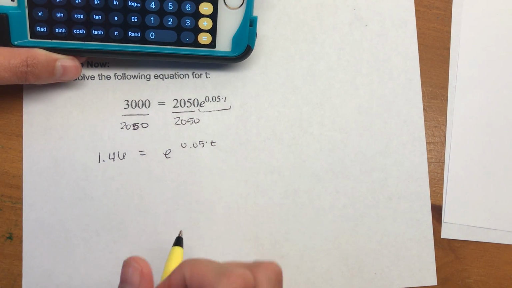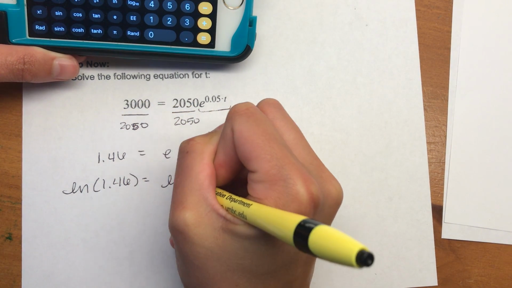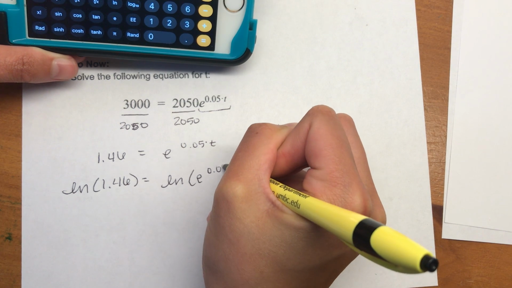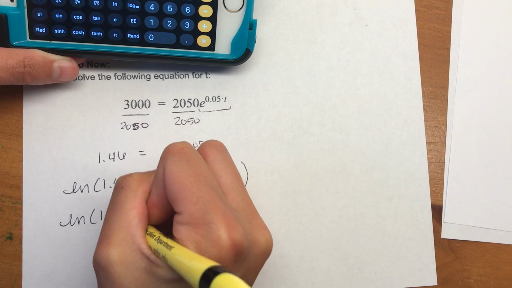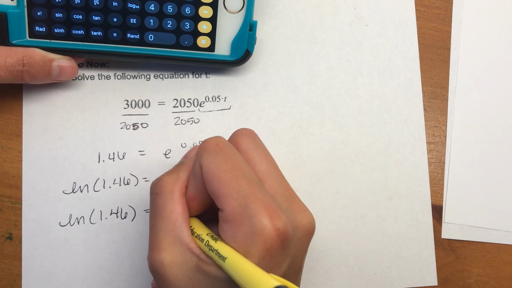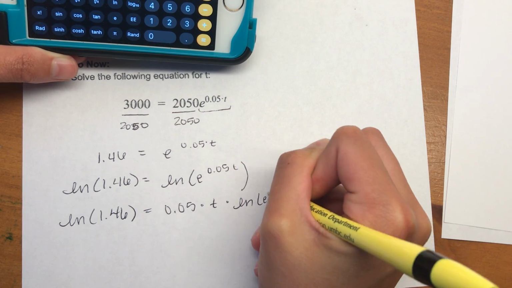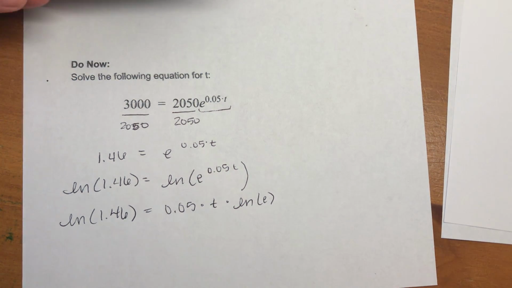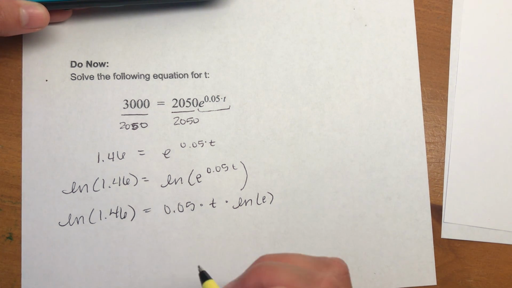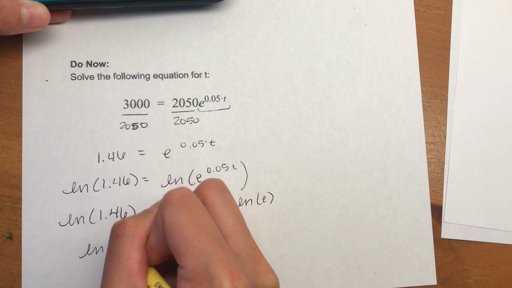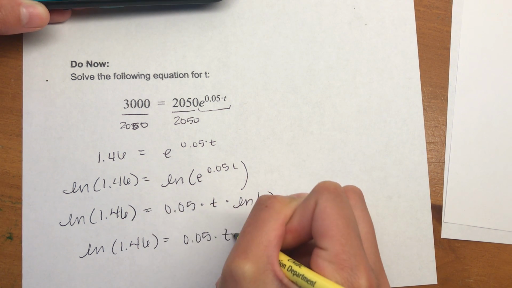Now I can take the natural logarithm of both sides. And remember, if you need a refresher here, go back to lesson number 19. I'm going to then use properties of logarithms, which we've gone over in a couple lessons, to bring down the exponent, times the ln of e. And what's the ln of e going to be equal to? That's an identity. The ln of e is 1. So I've got the natural log of 1.46 equals 0.05 times t.